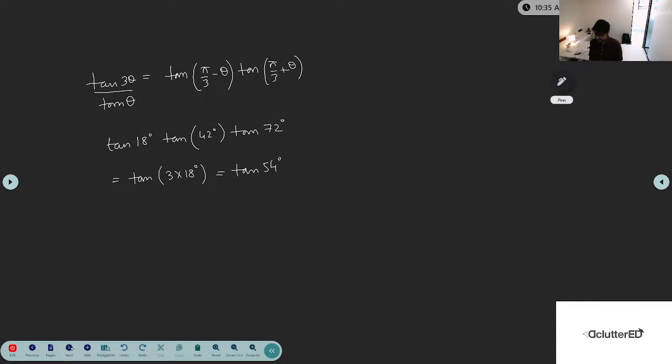I hope that this formula was something that was useful. Now, let's jump into some of the problem solving pieces. Let's begin with some easy questions first.